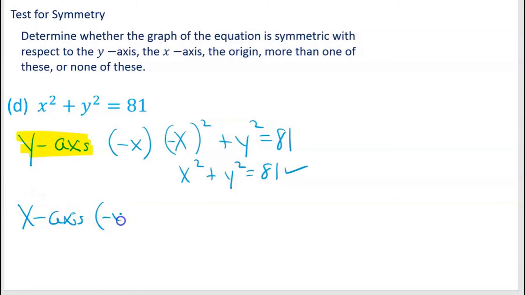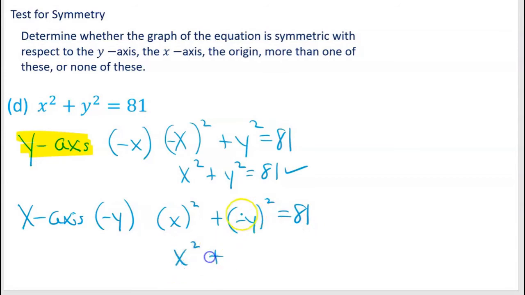I'm going to plug in negative y for y. It's going to give me x squared, parentheses not required, plus negative y squared equals 81. This is x squared plus, what happens to this negative? It goes away because we're raising it to an even power, plus y squared equals 81. Look, I got the original function again.